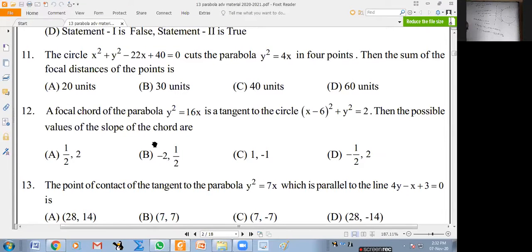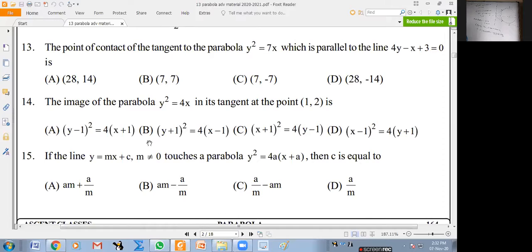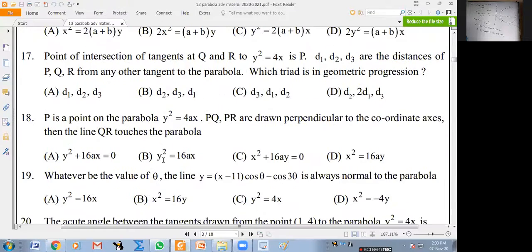Anybody else? I can scroll back and show any particular question up to 11. Anybody, any other doubt? 13. 15. 17. Doubt, sir. Sir, 17.